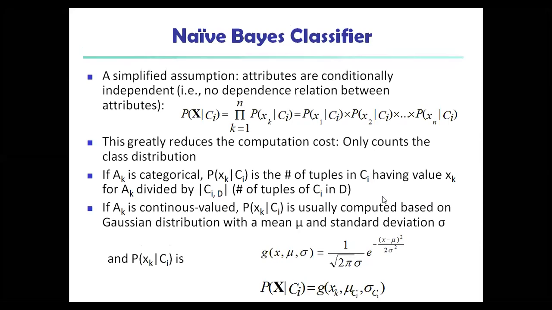If A_k is continuous-valued, P(x_k | C_i) is usually computed based on a Gaussian distribution, g(x, mu, sigma) equal to 1 divided by the root of 2 pi sigma, times e to the power minus (x minus mu) squared divided by 2 sigma squared. So P(x_k | C_i) equals g(x_k, mu_Ci, sigma_Ci).